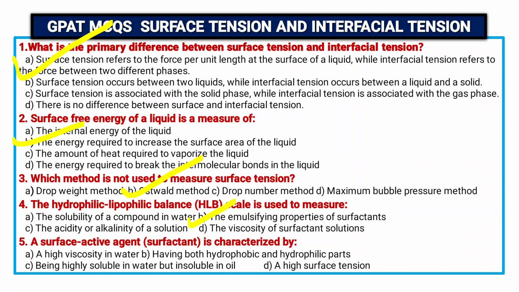Next question: the surface active agent or surfactant is characterized by what? A surface active agent is an agent which reduces the surface tension. Option A, high viscosity in water. B, having both hydrophobic and hydrophilic parts. C, being highly soluble in water but insoluble in oil. And D, high surface tension. B is correct: having both hydrophobic and hydrophilic parts.